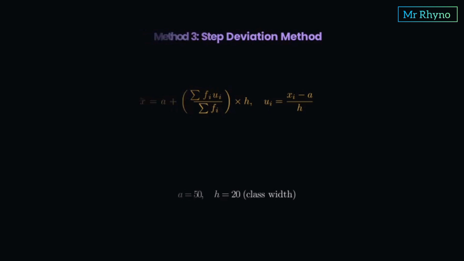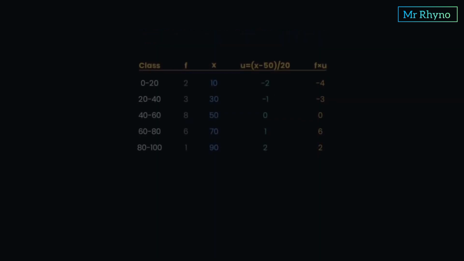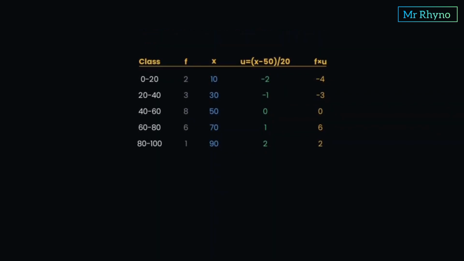The step deviation method goes one step further. We also divide by the class width, shrinking the numbers even more. The formula: x bar equals a plus the summation of fu divided by the total frequency, multiplied by h, where u is equal to x minus a divided by h. We use the same assumed mean, which is 50, and our class width is 20, that is h. We divide every d by 20 to get u, and remember d was x minus 50.